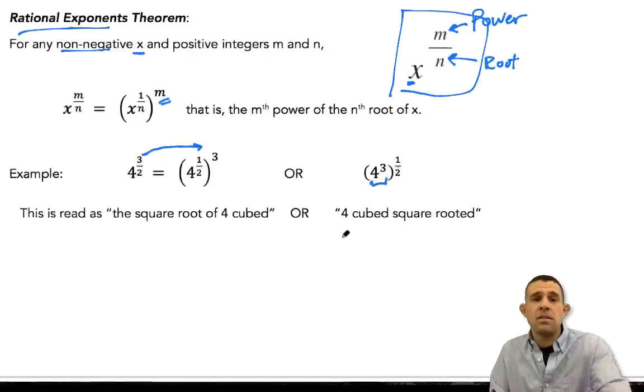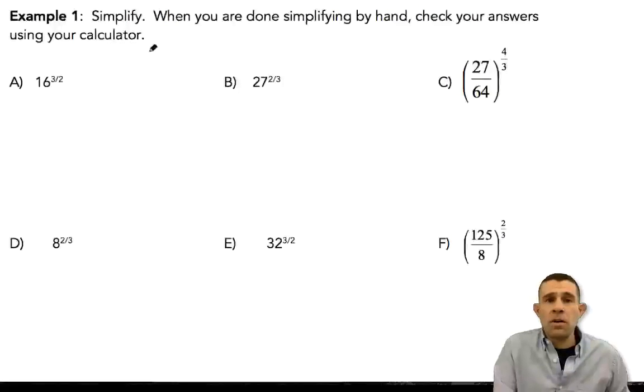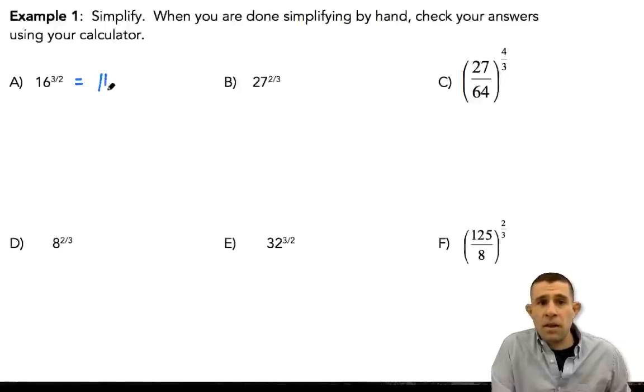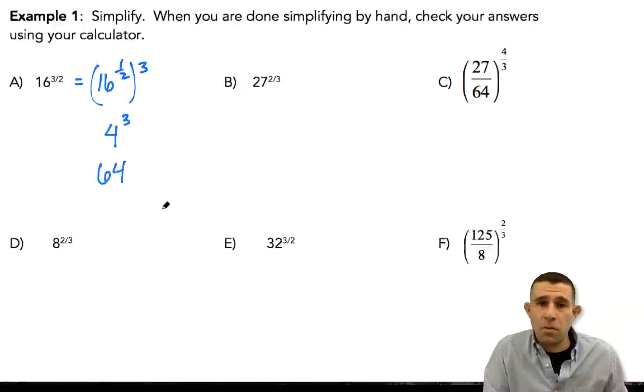All right, now let's take a look at some more examples here, and I think you'll catch on really quickly. We're going to simplify these, and then we're done. We're going to check our answers using our calculator. So 16 to the 3/2 power is the same thing as saying 16 to the 1/2 power to the third power. Or in other words, the square root of 16, which is 4, to the third power. Now 4 to the third power results in 64.